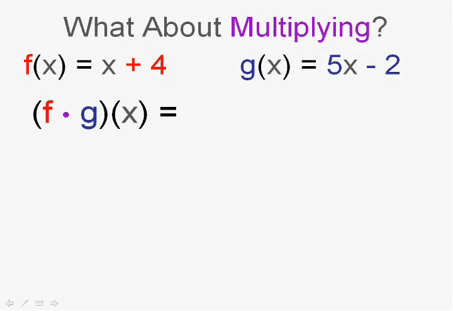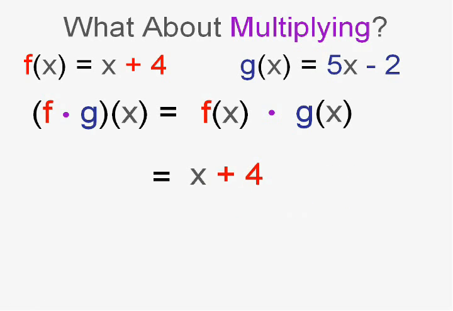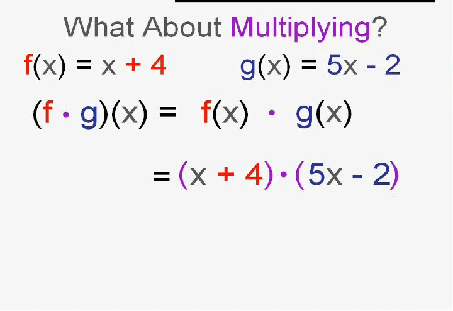Well, no big mystery here. It's going to equal f of x times g of x. Here's where you're really going to need parentheses, though. f of x is x plus 4, and g of x is 5x minus 2. Now, to multiply those two expressions, you really need parentheses, don't you?